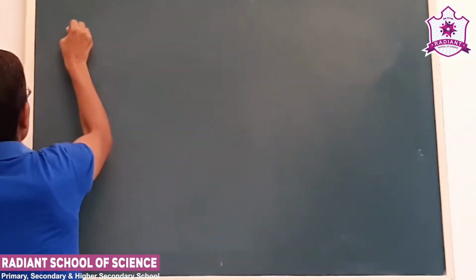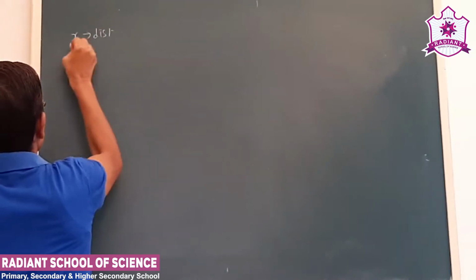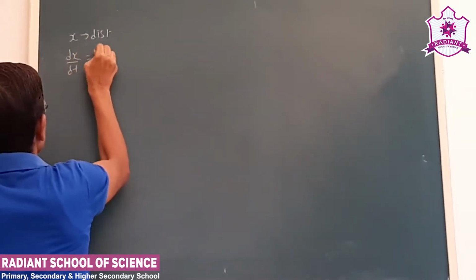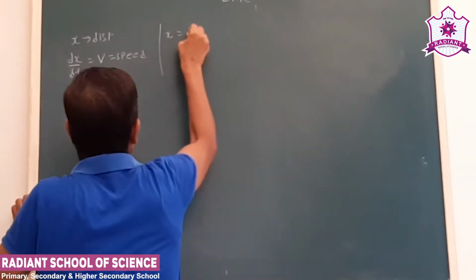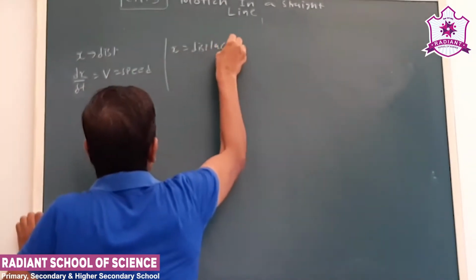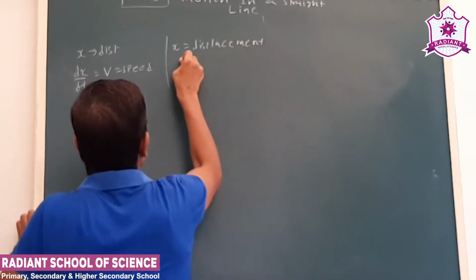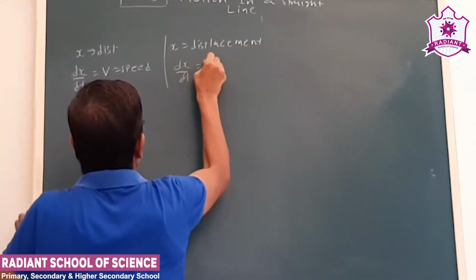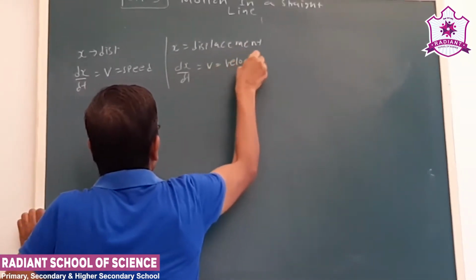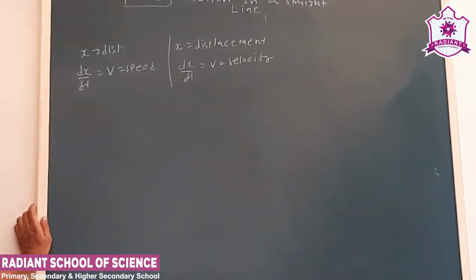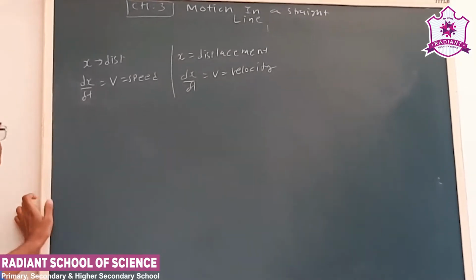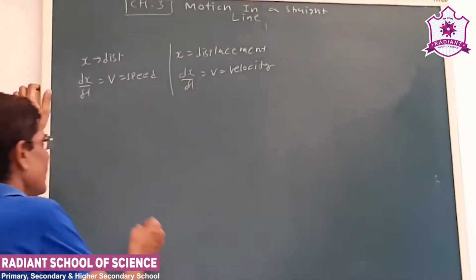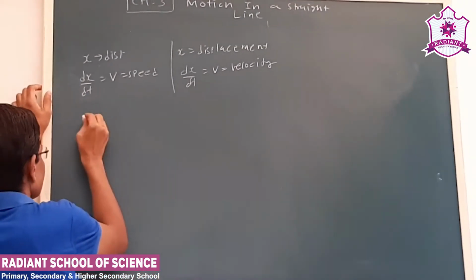Now suppose x is a distance, then dx by dt is the speed. If x is displacement, then it is velocity. This is how we can find speed or velocity from the x versus t relation. Now let us take a simple example.